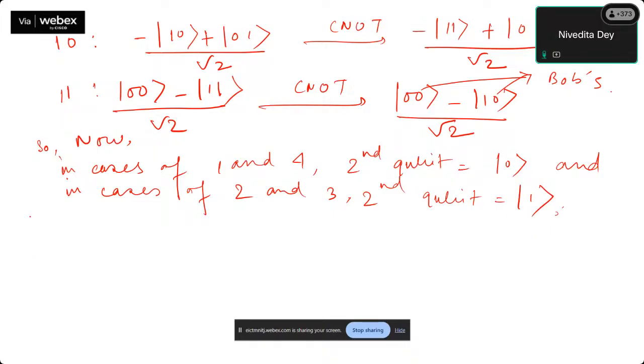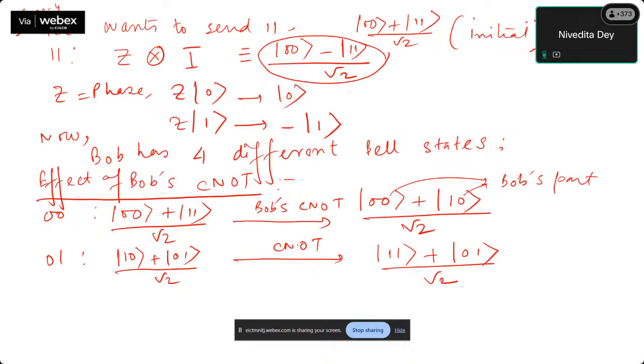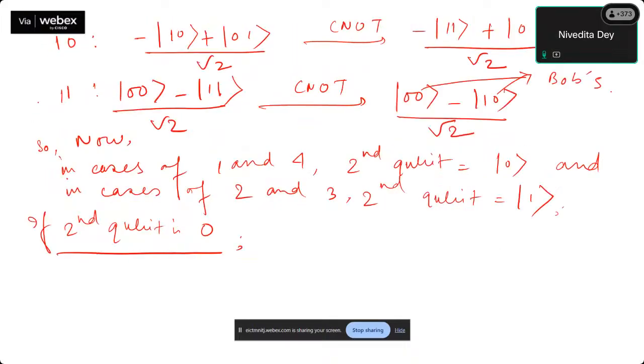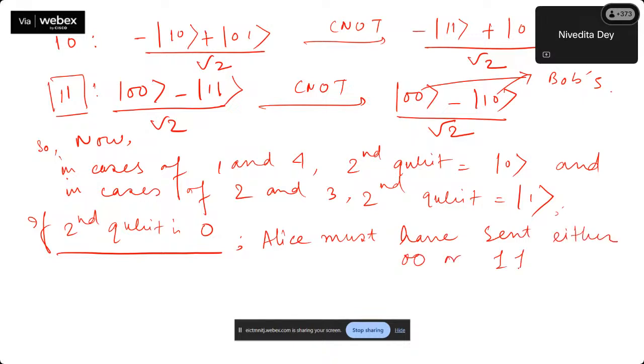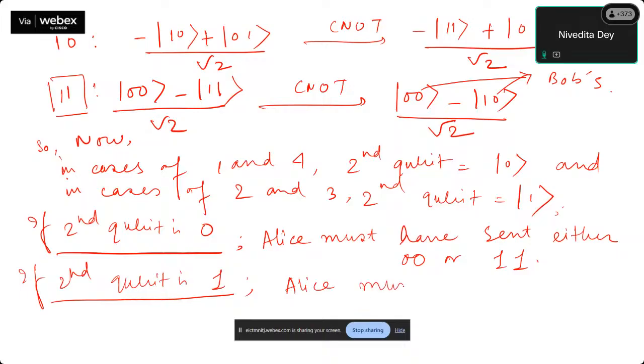Alternatively, we can say if the second qubit is 0, then what must Alice have sent? Either 00 or 11. And if your second qubit is 1, that would mean Alice must have sent either 01 or 10. Right?